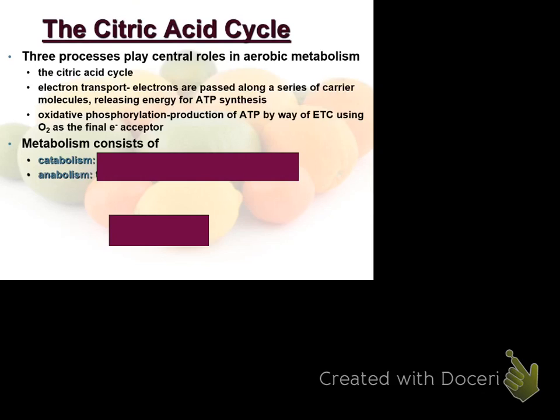In general, if we're going to do a review, metabolism consists of catabolic or catabolism and anabolism or anabolic parts. So what is catabolism? You're breaking it down, and anabolism, you're building it up. Is glycolysis a catabolic or an anabolic process? It's catabolic, whereas gluconeogenesis would be anabolic.